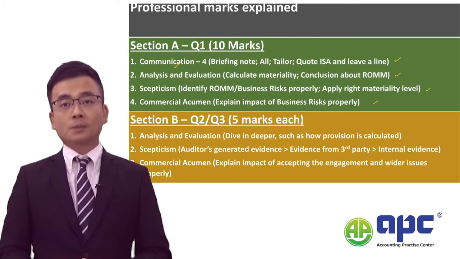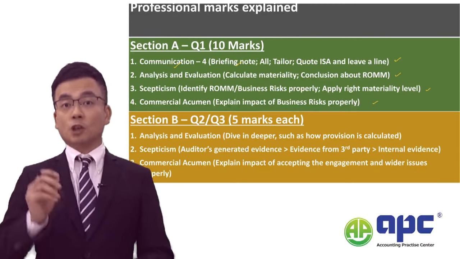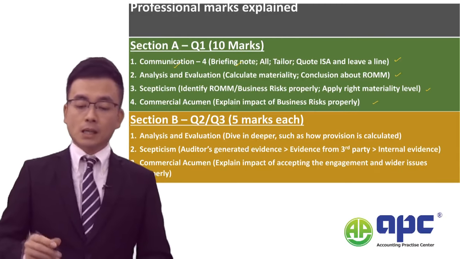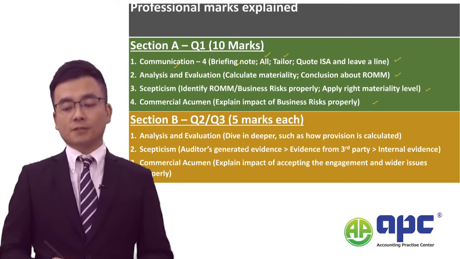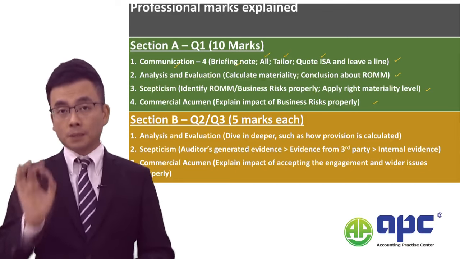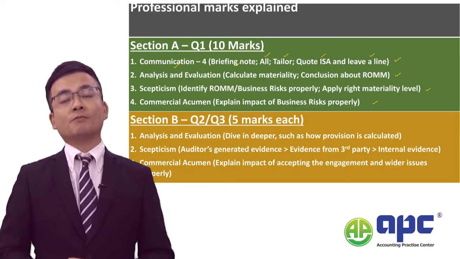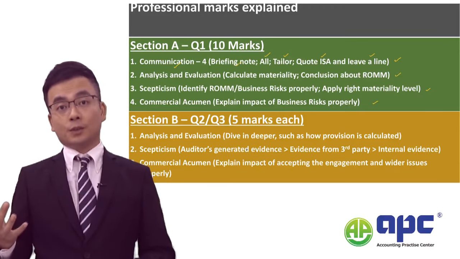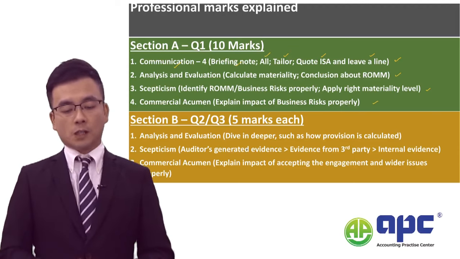So in the exam, the examiner requires you to prepare for the briefing note, making sure that you've got a heading, briefing note. You need to answer all requirements. You need to tailor your answer to a specific case. You need to quote the ISA, not the number, but the detailed requirement from there, and leave a line for each point that you've made. So if you can do that, of course, you will get four of the communication marks right.